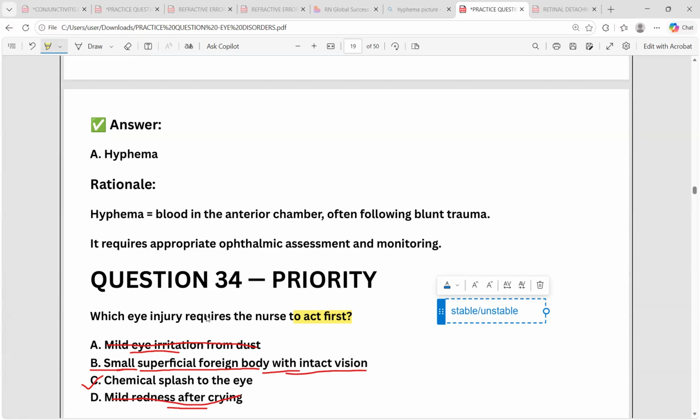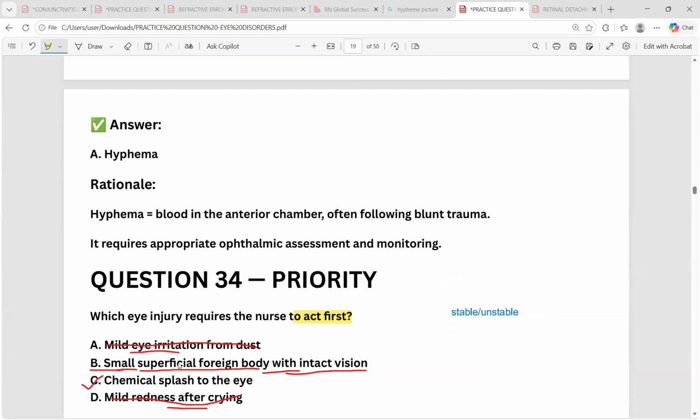Even if it is a small superficial foreign body, it means there is not that much injury to the eye. It is already mentioned as small superficial, which means there is no damage to the deeper tissue. And also the client has intact vision, which means there is no impairment of vision. So it is a stable situation only. In addition, the chemical injury is an emergency situation because emergency irrigation is done.